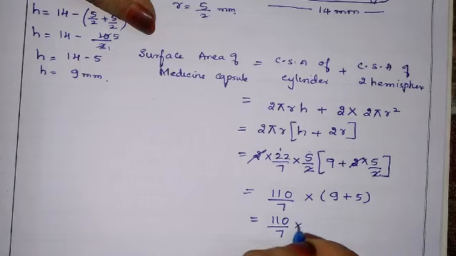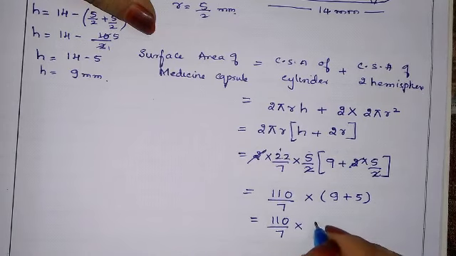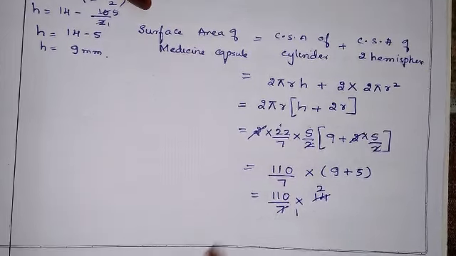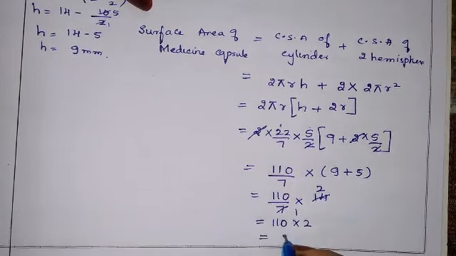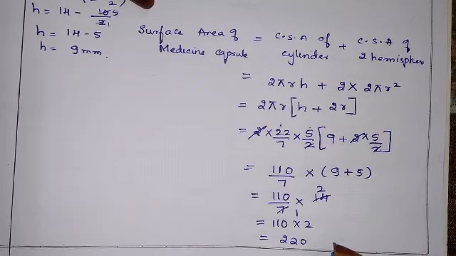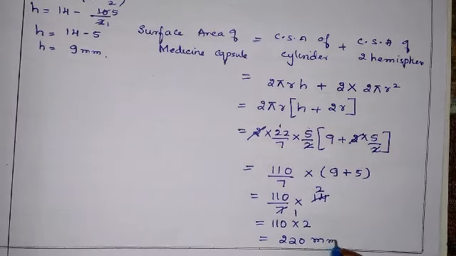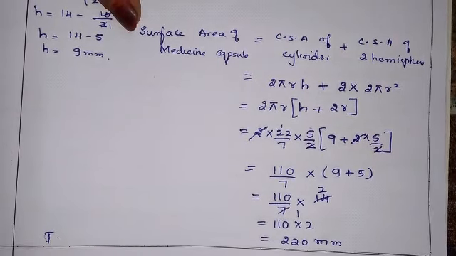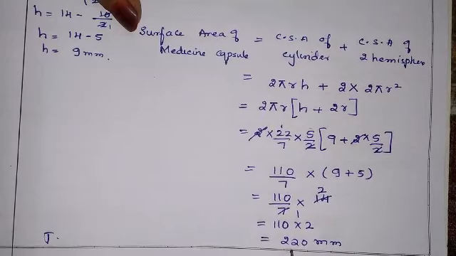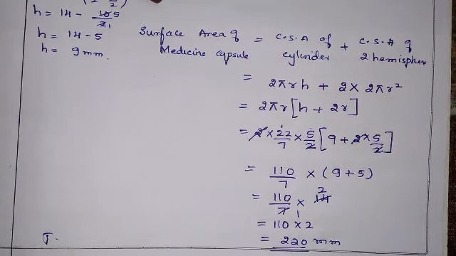110 by 7 into 9 plus 5 is 14. 7 1s are 7, 7 2s are 14. 110 into 2 is 220. It is given mm. So TSA of capsule, surface area of capsule is 220 mm. They have told us to find the surface area of capsule.